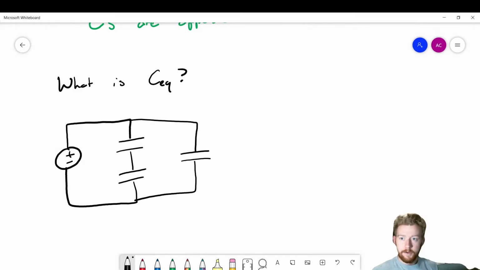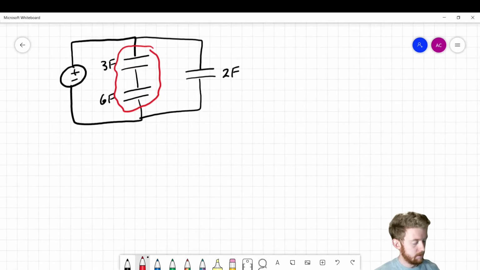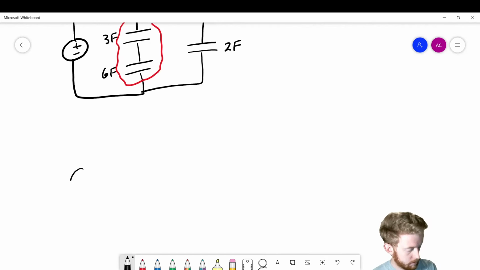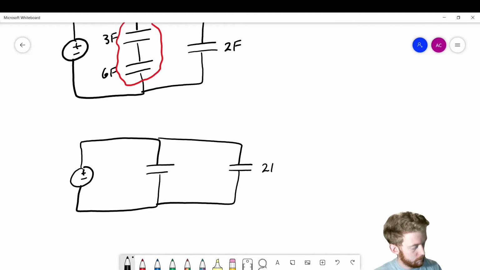And we need to know the values of this, so this is going to be 3 farads, 6 farads, and 2 farads. Okay. Well, the first thing we can do is we can say, well, these 2 capacitors are in series, so we can simplify that. So let's go ahead and do that. I'll rewrite this circuit. So now we're just going to have a single capacitor there and a single capacitor there. We know this one is 2 farads.